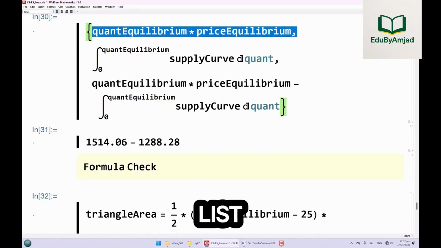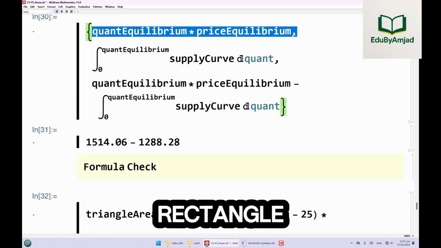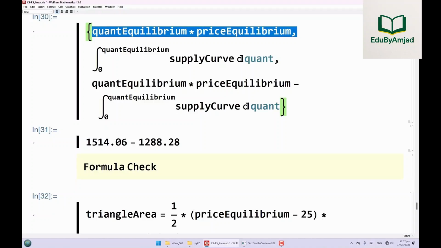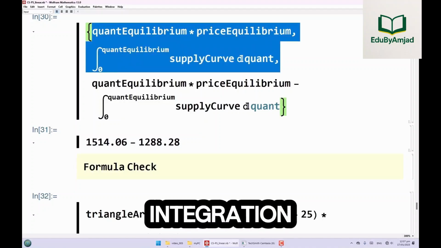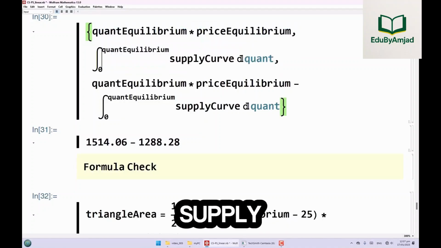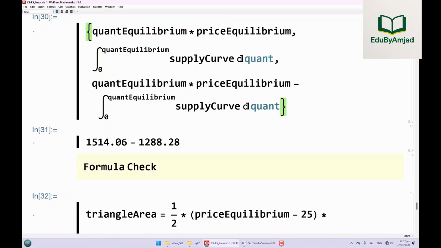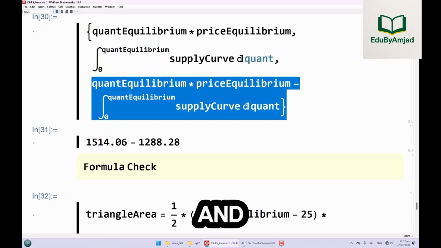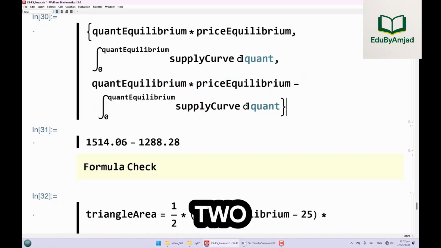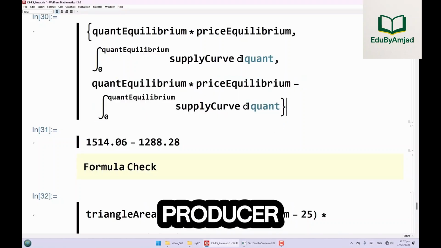This is a Mathematica list showing us three calculations. The first element is the area of the expenditure rectangle. The second element is the integration part, which is the area under the supply curve. And the third element is the difference between the two, giving us the triangular area, which is producer surplus.